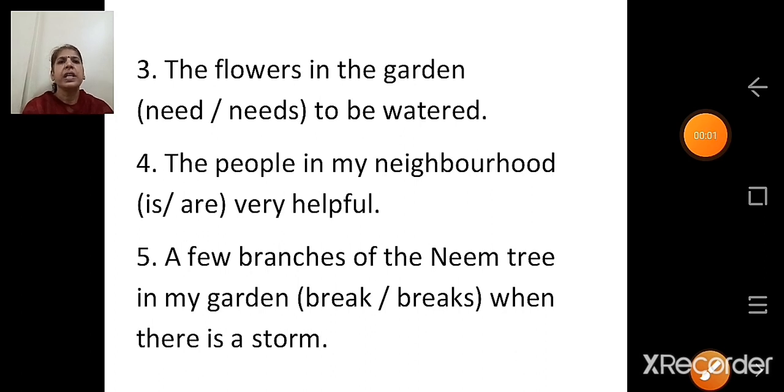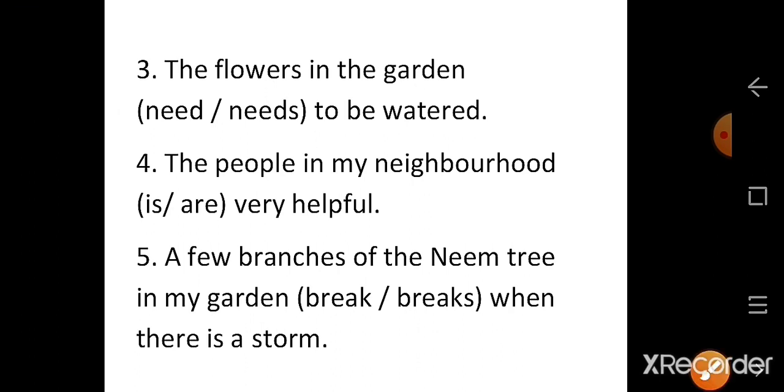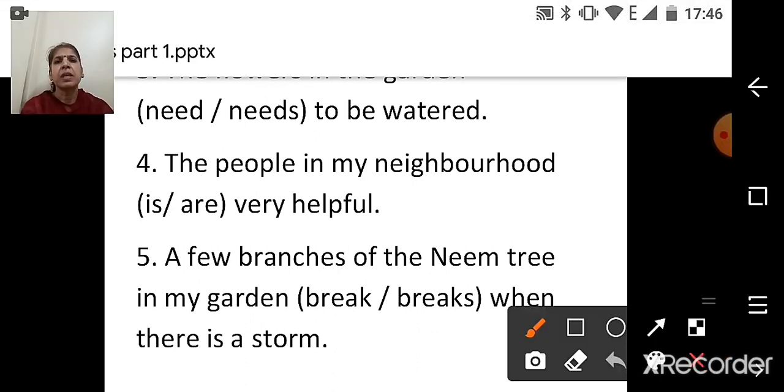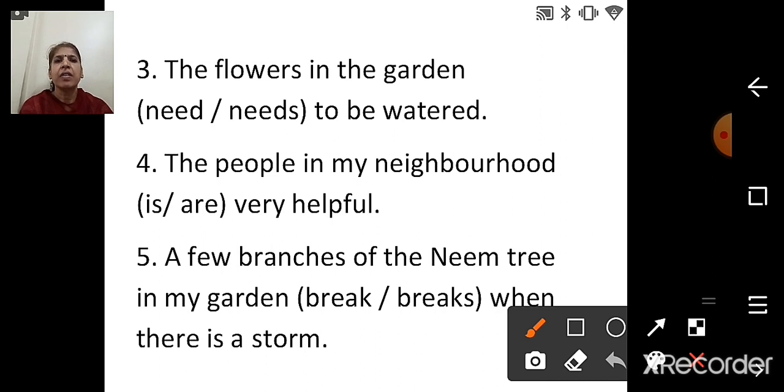Now the next one is: The flowers in the garden dash to be watered. Needs or need. The subject here is the flowers in the garden, so we are going to underline it. And the flowers is plural, right? So the subject is plural, and the verb also should be plural. So which verb will come? Need. The flowers in the garden need to be watered.